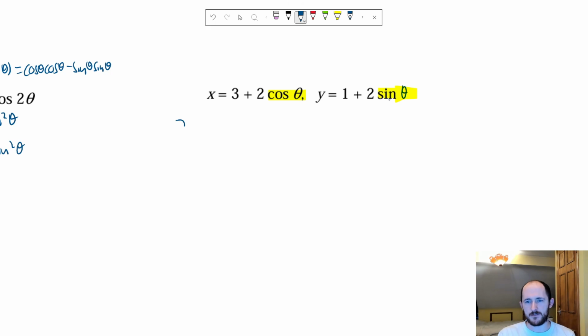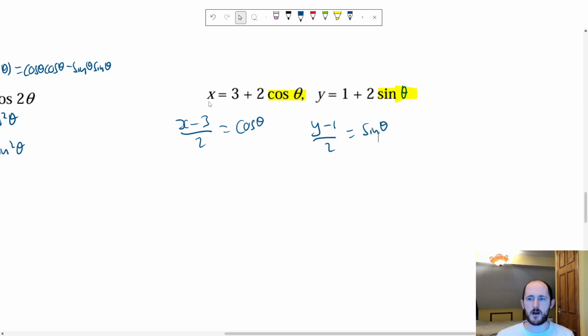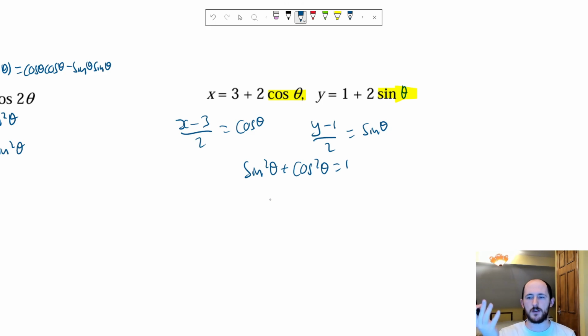So here we would have x minus 3 over 2 equals cos theta. So minus 3 from both sides, divided by 2. And here we'd have y minus 1 over 2 is sine theta, because I minus 1 from both sides, divided by 2. So now again we use sine squared theta plus cos squared theta equals 1. This is the identity we always want to use, if we can.